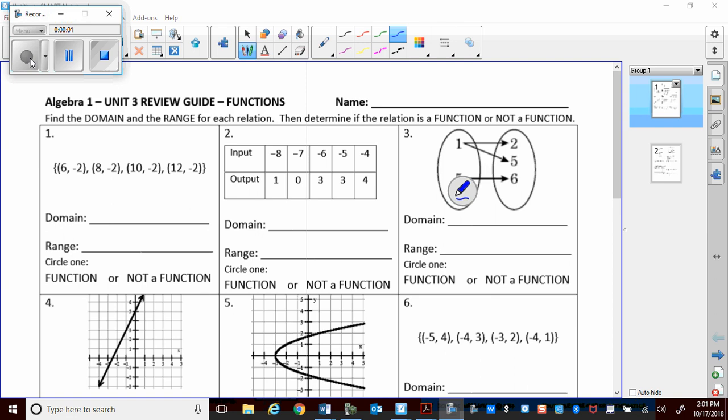Number 3, the review guide, it's on functions. You have ordered pairs, tables, the map of the functions, and the graph of a function. It's going to ask you on your test. All of these questions are going to be on your test, except they're going to be different. So for number 1, you want to label your points. Label your X's, label your Y's.